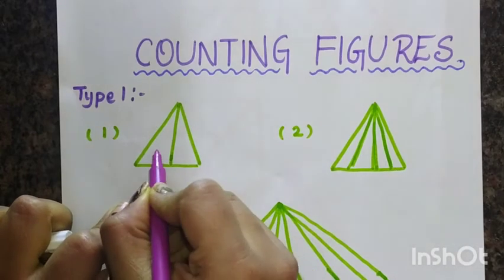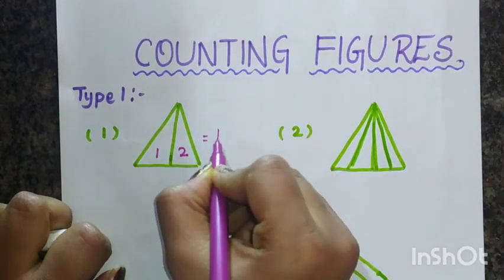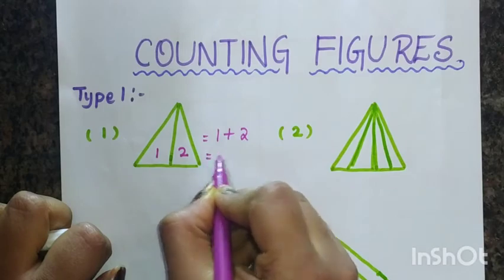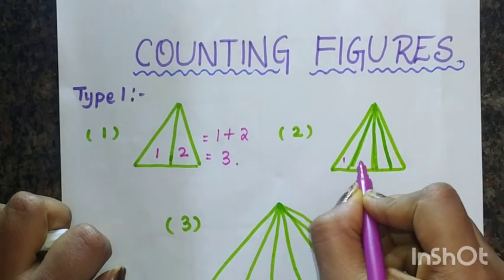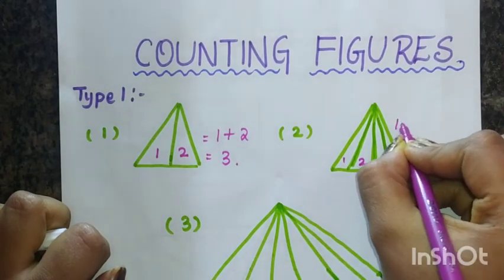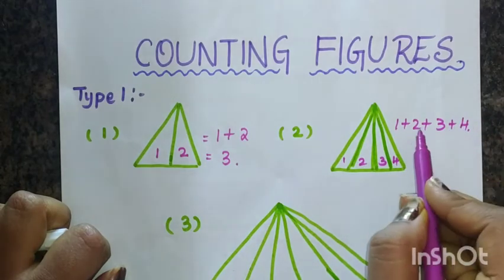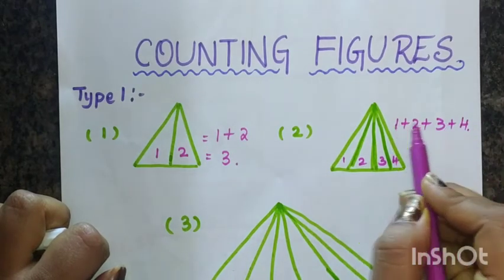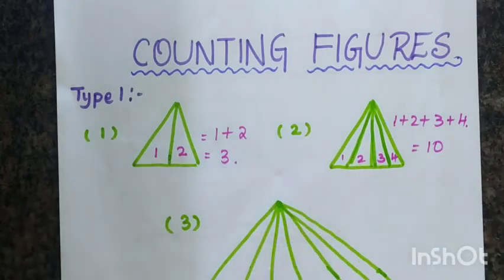Now here this is the first triangle and this is the second triangle. So hence you get 1 plus 2, it becomes 3. The first triangle, second triangle. Here also the first triangle, second triangle, third and fourth triangle. Add all. 1 plus 2 plus 3 plus 4. Yeah, so 5, 6 plus 4 is 10. So hence 10 triangles are there in this figure.